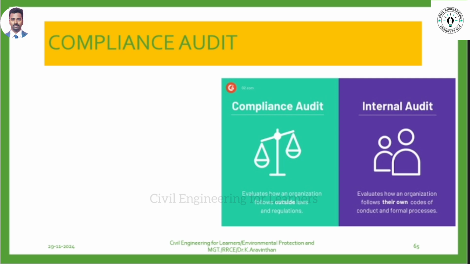So there are two types of audit: compliance audit and internal audit. Now, the definition of compliance means the organization follows the outside law, the government law. What are the government laws? Clean Air Act and Water Act. So they have different types of acts. If the company is following all those acts, then it comes under compliance.